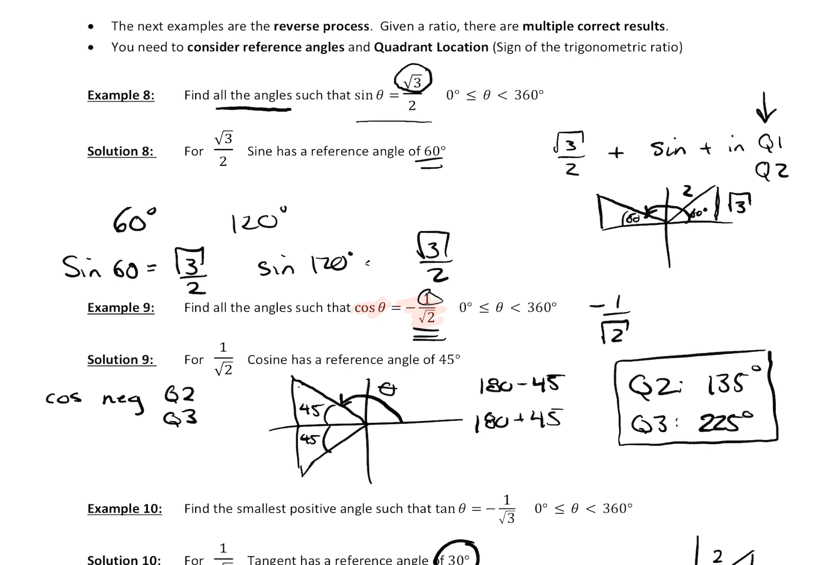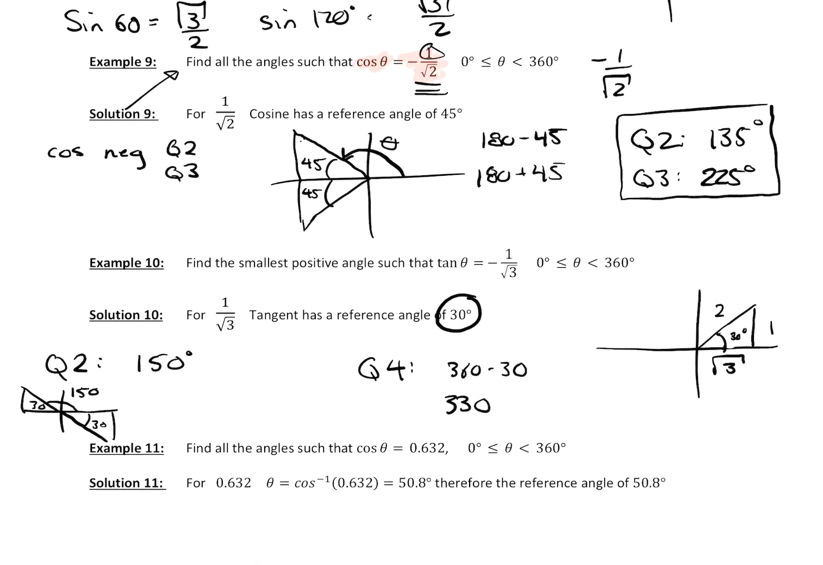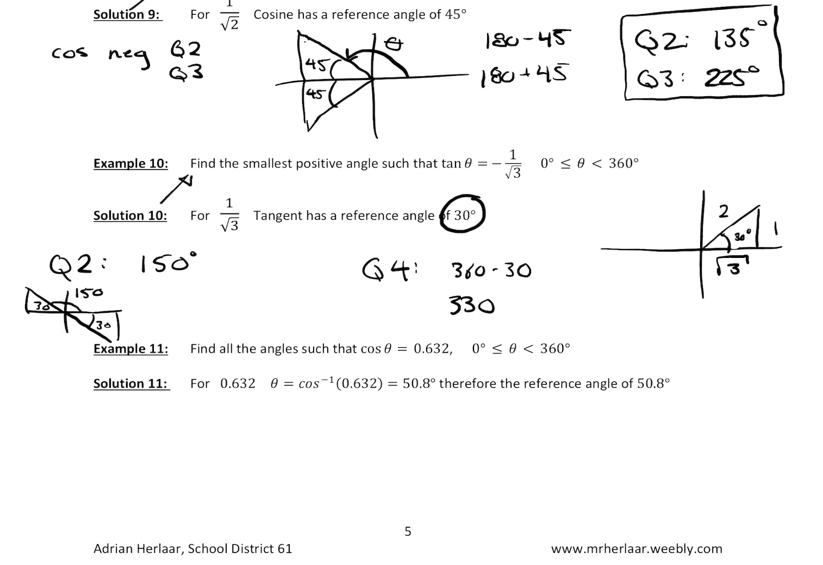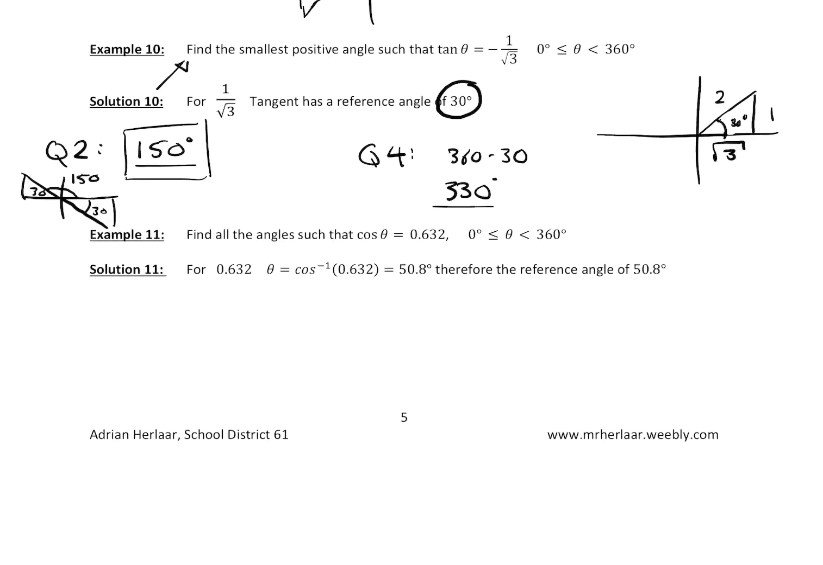Now you'll notice here for question 8 it was find all angles. For question 9 it was find all angles. For question 10 it was find the smallest one. So I've solved for both of these, but the only one I care about for my answer is the 150.